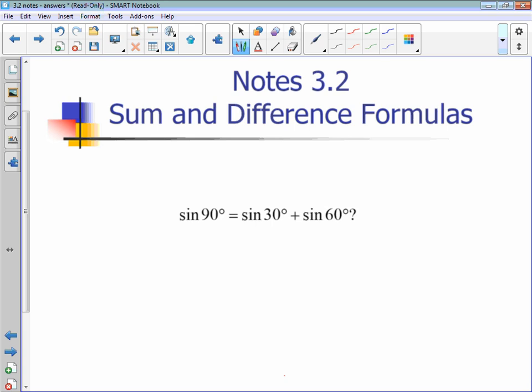All right, so let's think about, well, first, what do you think? Is this true? Do you think we can just add two angles together and that'll give us the sine of another angle? Maybe. Let's look. What is the sine of 90 degrees? 1. Okay. And then we're not sure. Does that equal, what is the sine of 30 degrees?